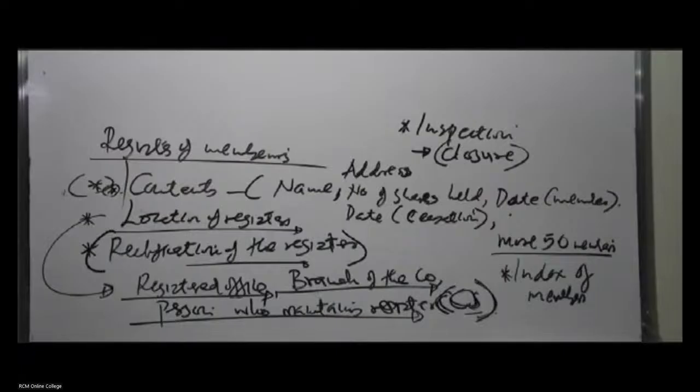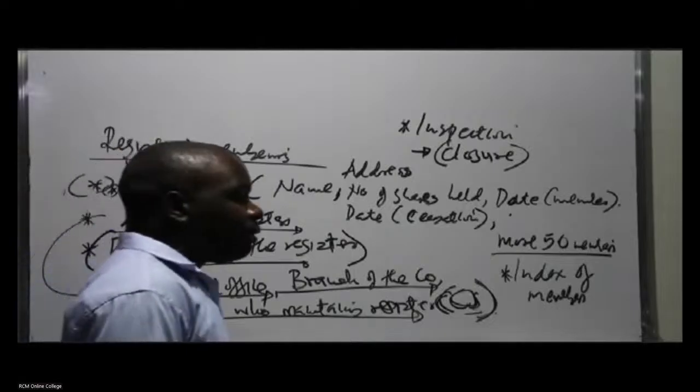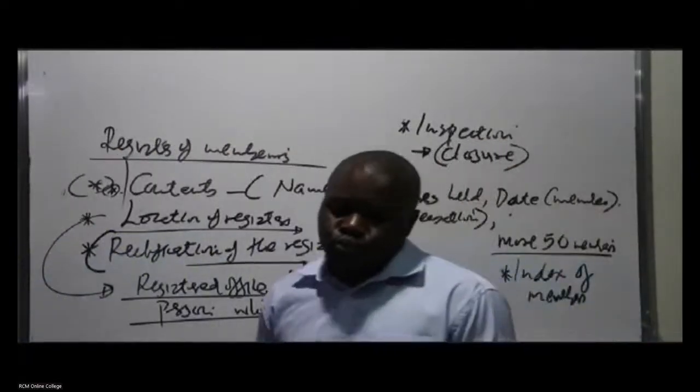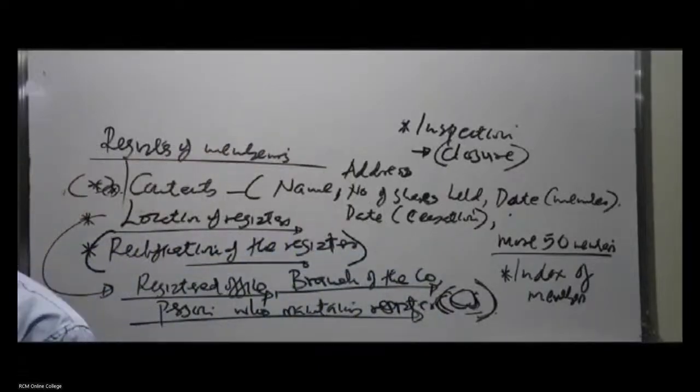I think we can end there for today. We'll wind up with the other things later on: majority rule, derivative action, and representative action. So we look at them in our next lesson. Now let's see what people are asking here.